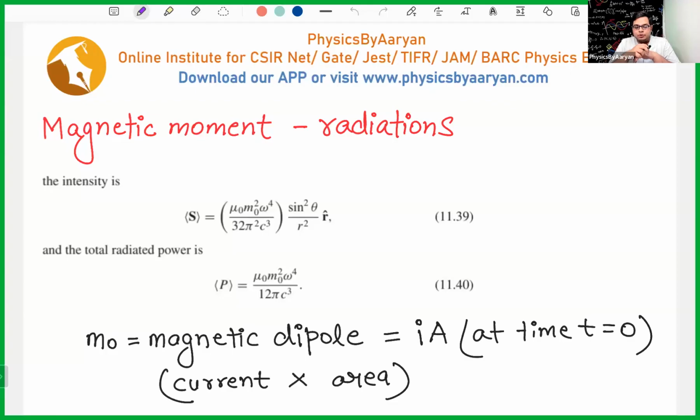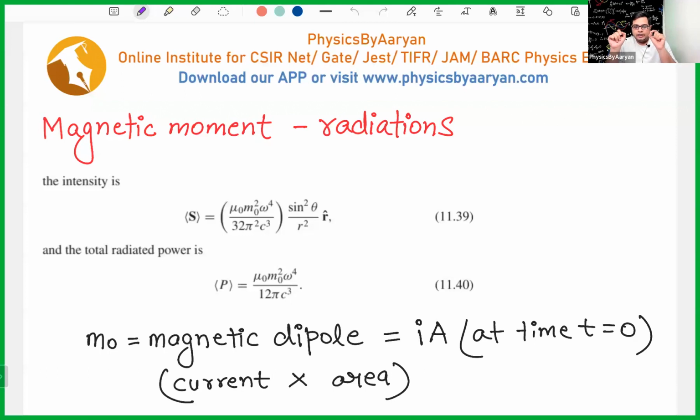Okay. So welcome everyone. Welcome to the second lecture on radiations. In yesterday's lecture, we started radiations with the understanding that radiations should contain electric field and magnetic field, which are inversely proportional to R.